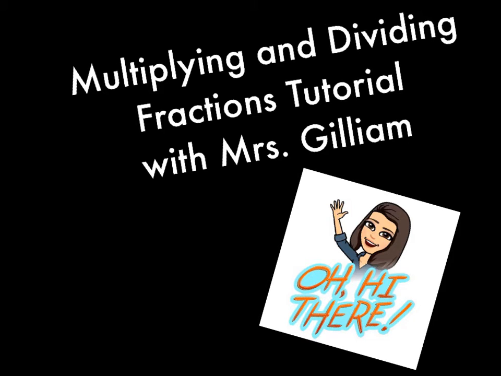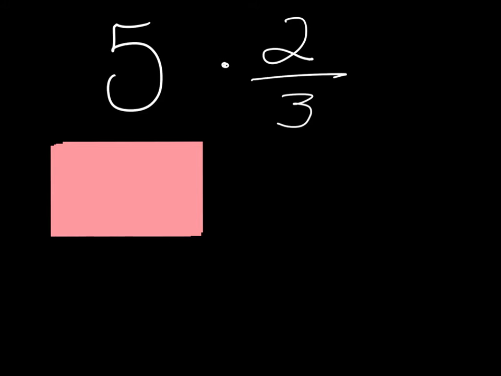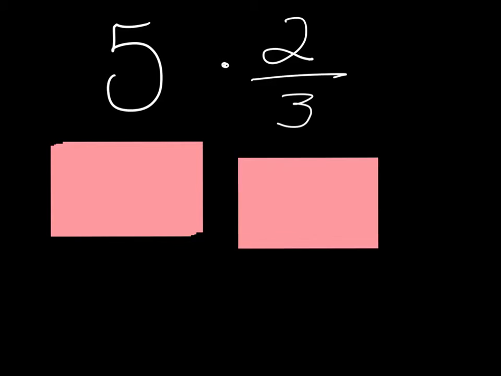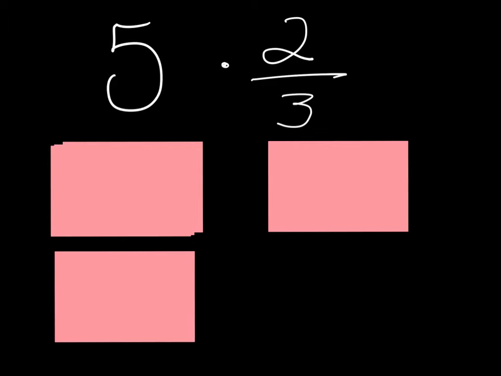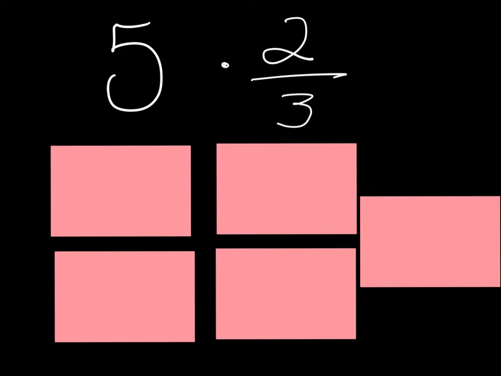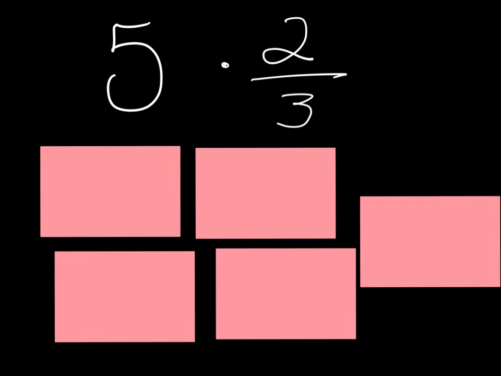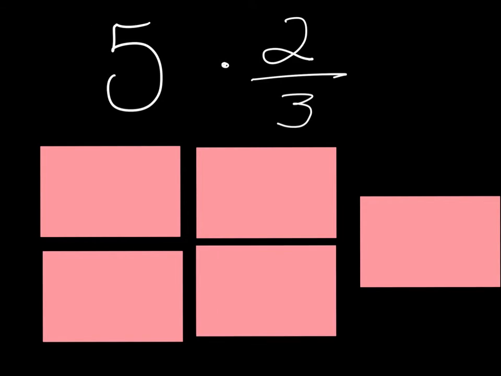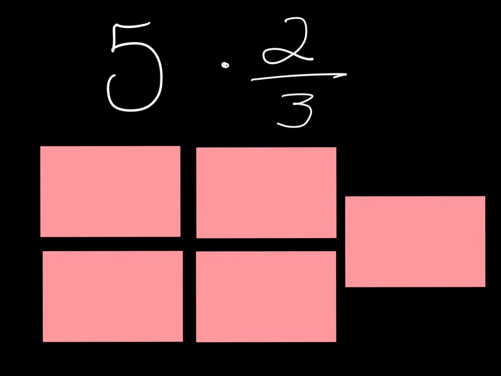So let's get started. First, let's take a look at multiplying a whole number by a fraction. The first thing I see is that we have 5 wholes. So I'm going to take my 5 boxes that are exactly the same size, and you're multiplying it by 2/3.